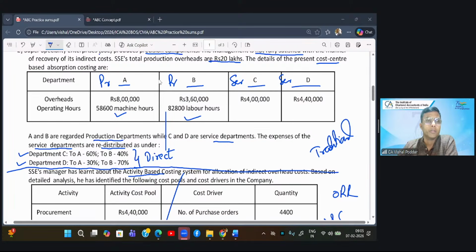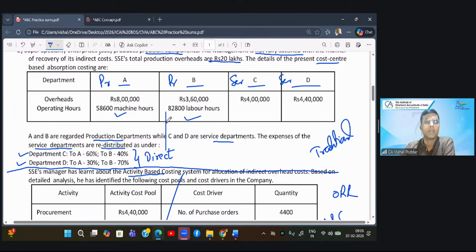So 20 is per machine hour. Please write per machine hour and per labor hour. Only writing 20 and 10 is not technically correct. You have to also specify the unit. So 20 is per machine hour, 10 is per labor hour. Perfect.